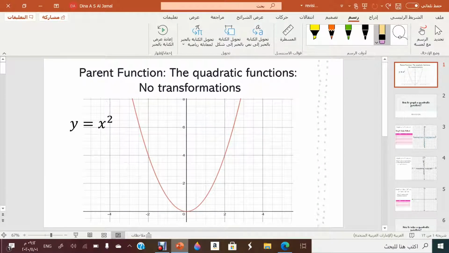In this video, I will be revising with you some tips and some points on the quadratic functions. So let's revise together. What do I mean by the parent function? It's all about the function which you do not have any transformation. It is the original function. So for the quadratic functions, it's all about y equal x squared.